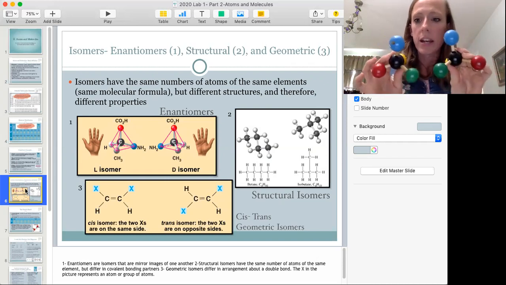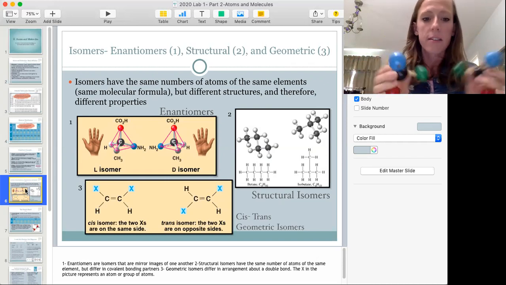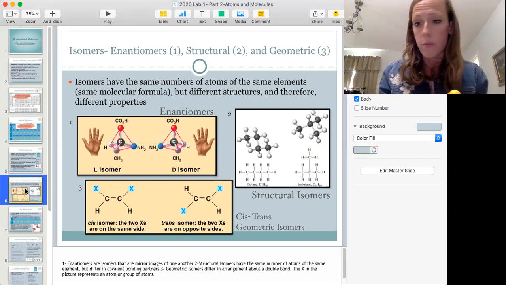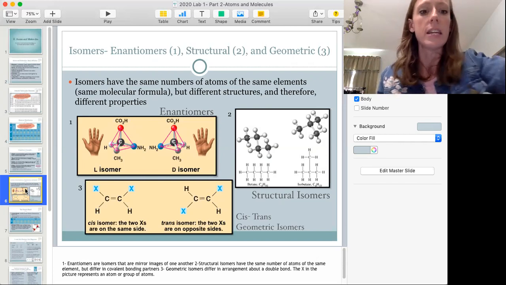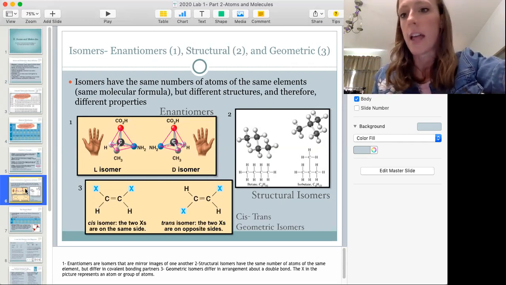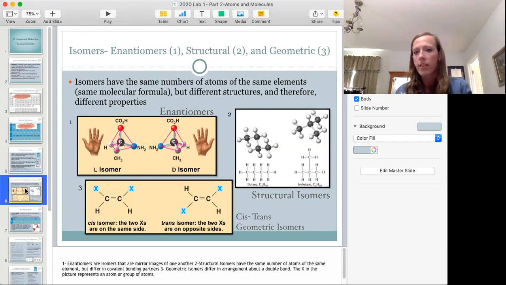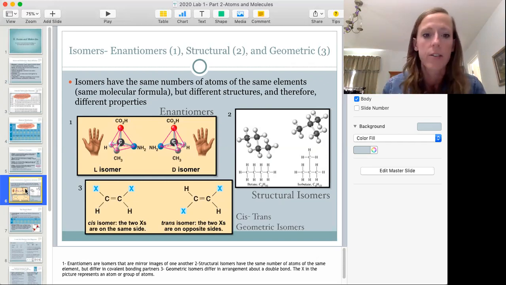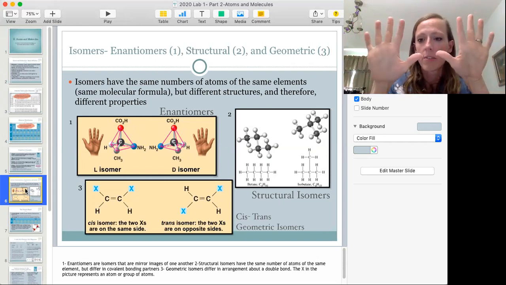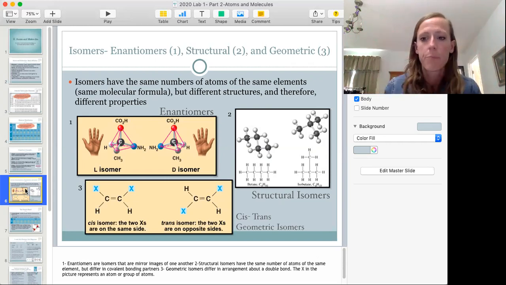Okay, so that's what an enantiomer is, and you would see this in two different forms: the L and D form for levo and dextro, which are the Latin terms for left and right. Okay, so handedness, we often say like your hands would be an example of this, mirror images, right? All right, so that's enantiomers. That's one type of isomer.